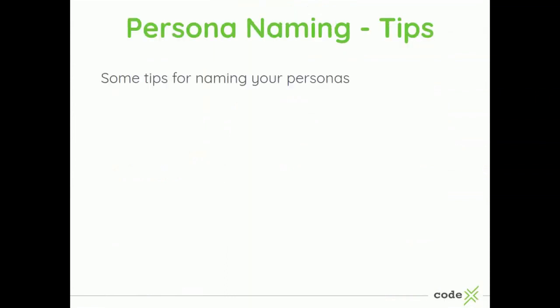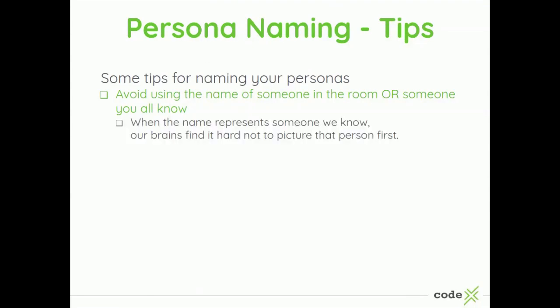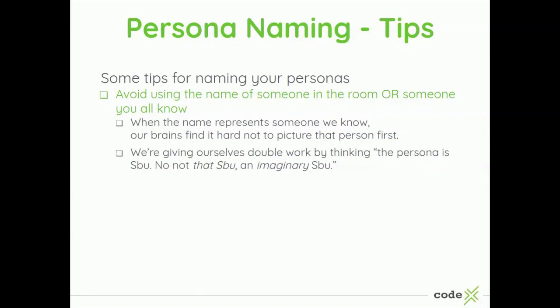So, here are a few tips for when you give your persona a name. You need to avoid using the name of someone in the room or someone we all know. Because when the name represents someone we know, our brains find it hard to not picture that person. Let's say, for example, if I said one of our personas was Smooth, in your brain, you are giving yourself double work. You'll be like, no, the persona is Smooth, not that Smooth, an imaginary Smooth.